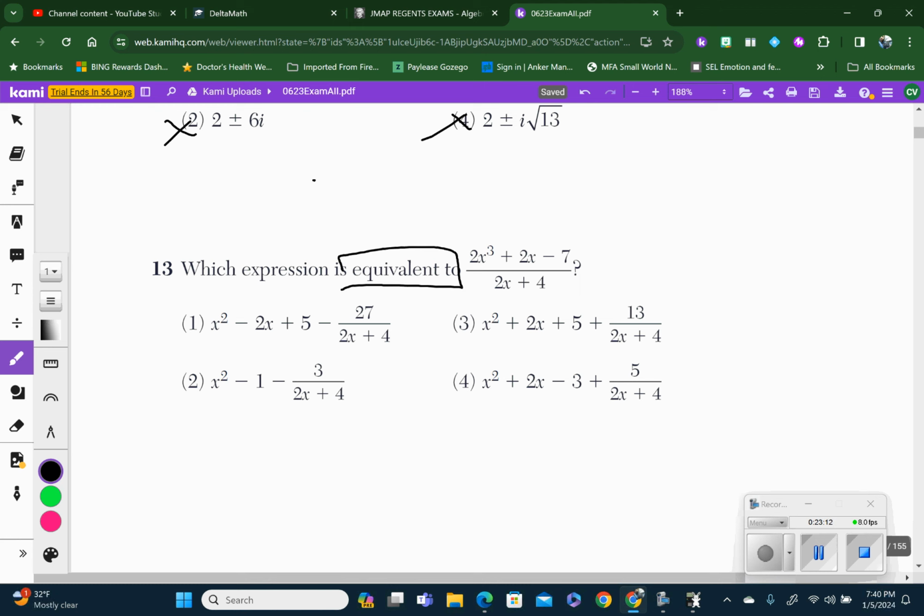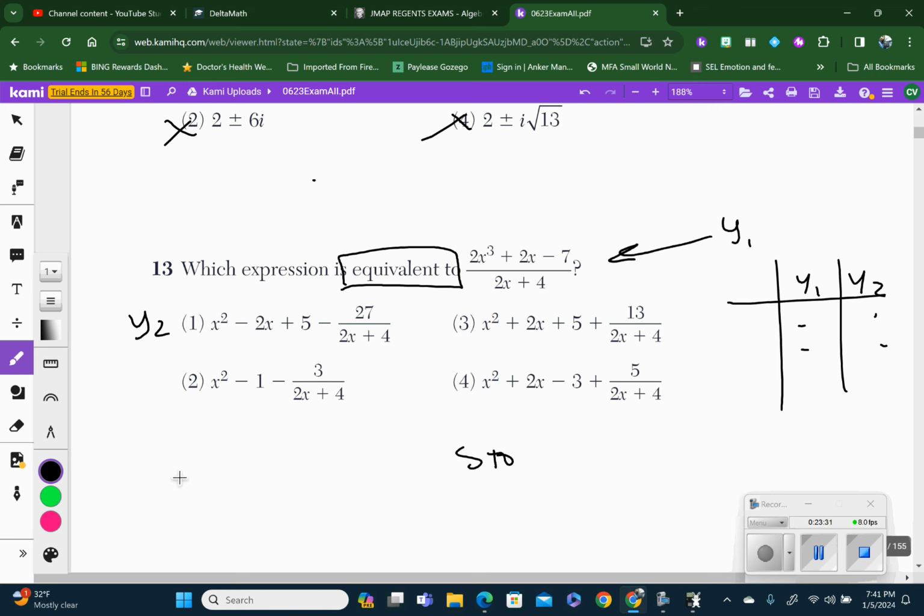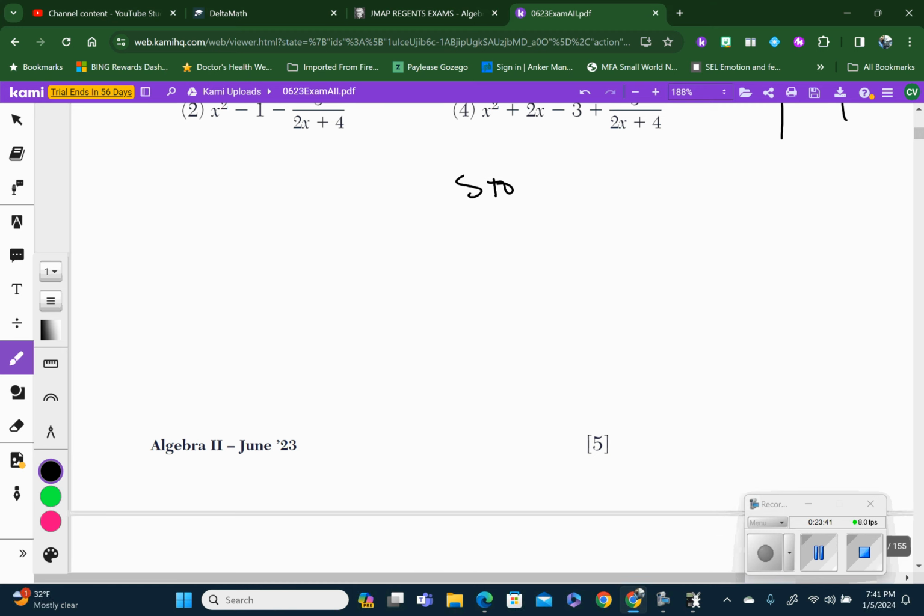All right, which expression is equivalent to? Again, is equivalent to, which means that we can use y1. Plug that under y1, plug each of the other ones under y2, and see which one gives you the same table for your y1 and your y2, which one gives you the same answers. That's one way to do it, or you can use the store button. Either way you do it, you get that the answer for this one is going to be number 1. Okay, simple, straightforward, to the point.